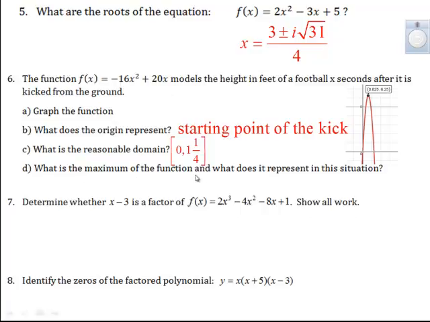So it says, what is the maximum of the function? And I'll just do this on Desmos because you're going to get something ugly. So I've got it right there. You can check it out. Anyways, the max height of the football. So I already showed you the answer for number 7.